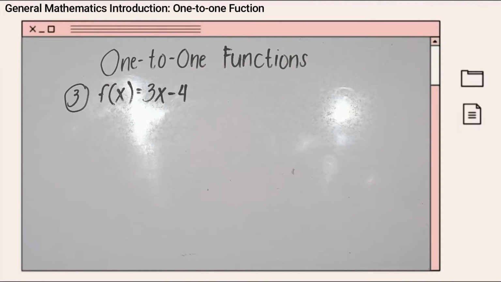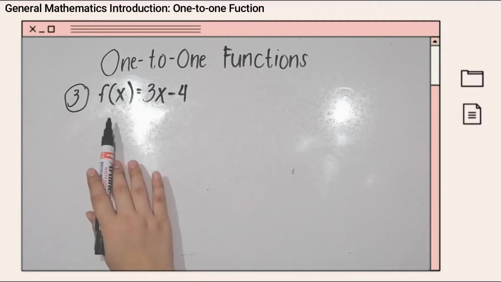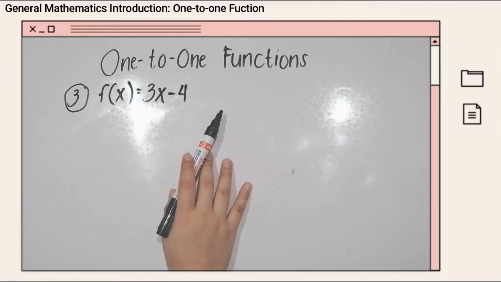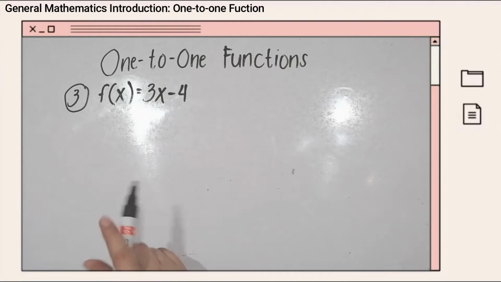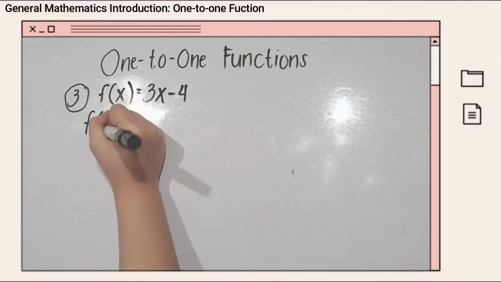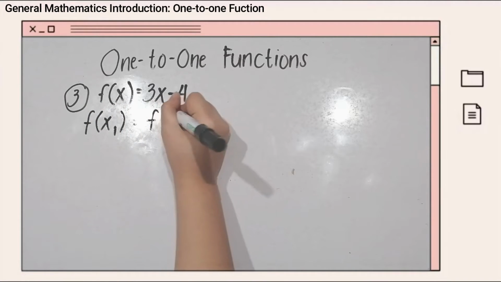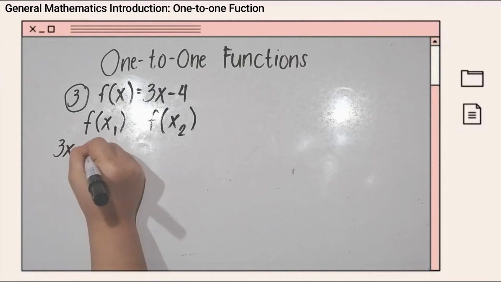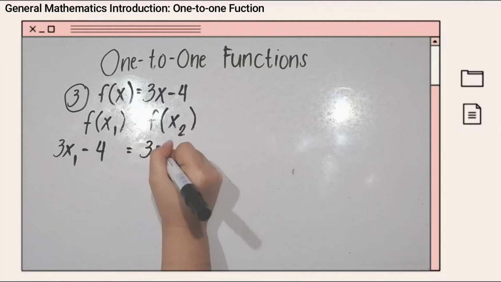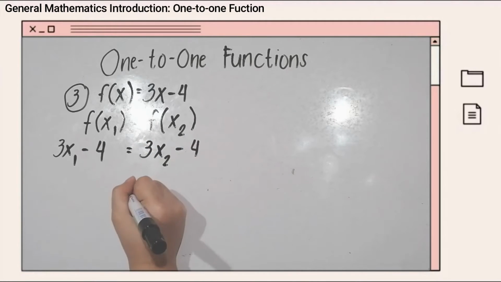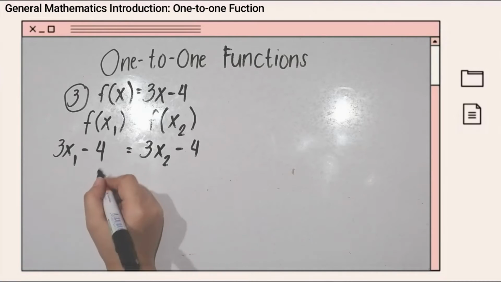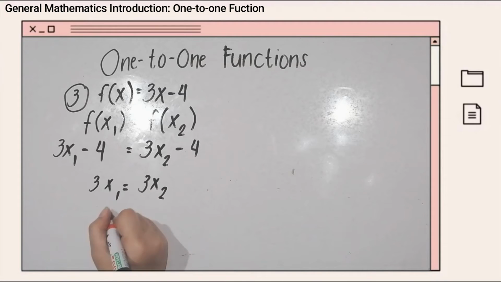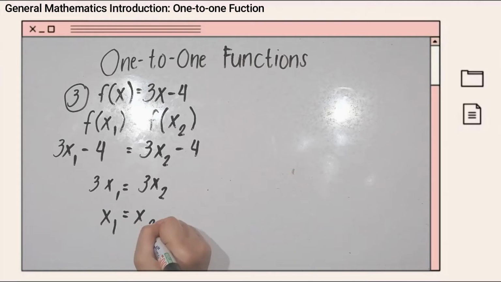So, how to determine if a function is one-to-one if it is represented as an equation? It is already said in the definition that f of x sub 1 is equal to f of x sub 2. Then, this becomes 3x sub 1 minus 4 is equal to 3x sub 2 minus 4. Then, we add 4 on both sides, so it becomes 3x sub 1 is equal to 3x sub 2. We divide by 3 on both sides, it becomes x sub 1 is equal to x sub 2.